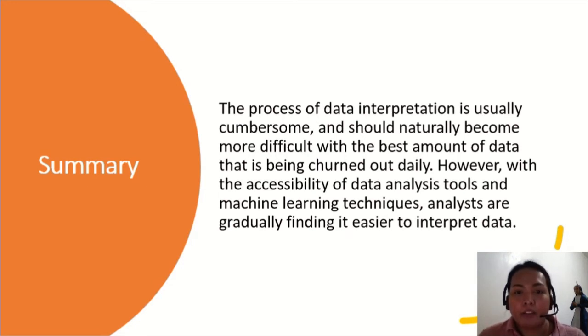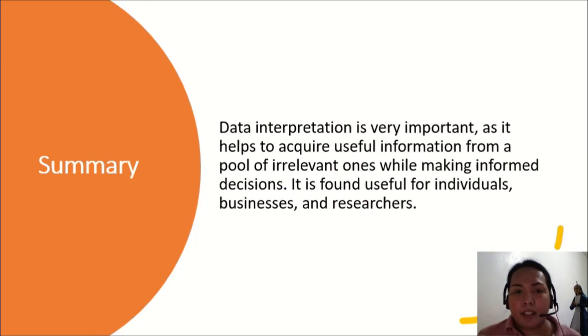However, with the accessibility of data analysis tools and machine learning techniques, analysts are gradually finding it easier to interpret data. Data interpretation is very important as it helps to acquire useful information from a pool of irrelevant ones while making informed decisions. It is found useful for individuals, businesses, and researchers.